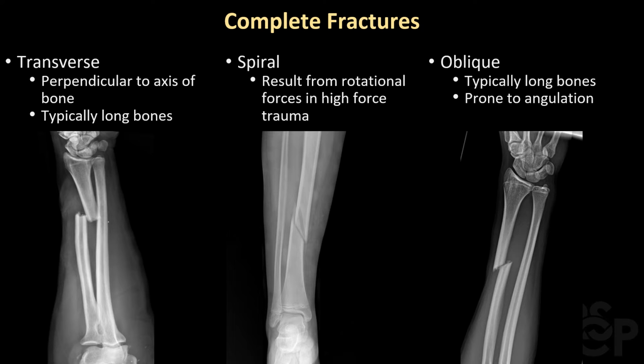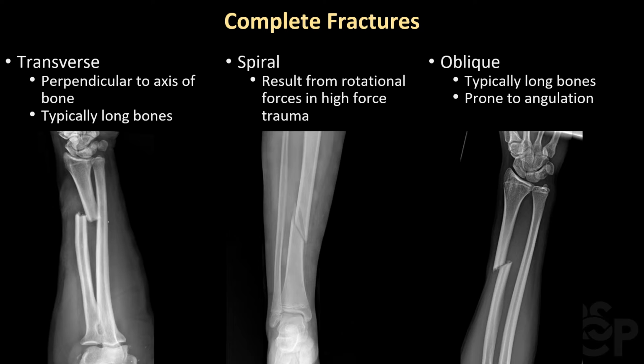So some examples of complete fractures include transverse, spiral, and oblique. On the left, you see an example of a transverse fracture in the radius. Typically, transverse fractures are perpendicular to the axis of bone, and they are usually in long bones, such as the femur, tibia, both bones in the forearm. These also have a pretty high risk of displacement, so usually those two ends, proximal and distal, of the bones don't line up very well and require reduction.